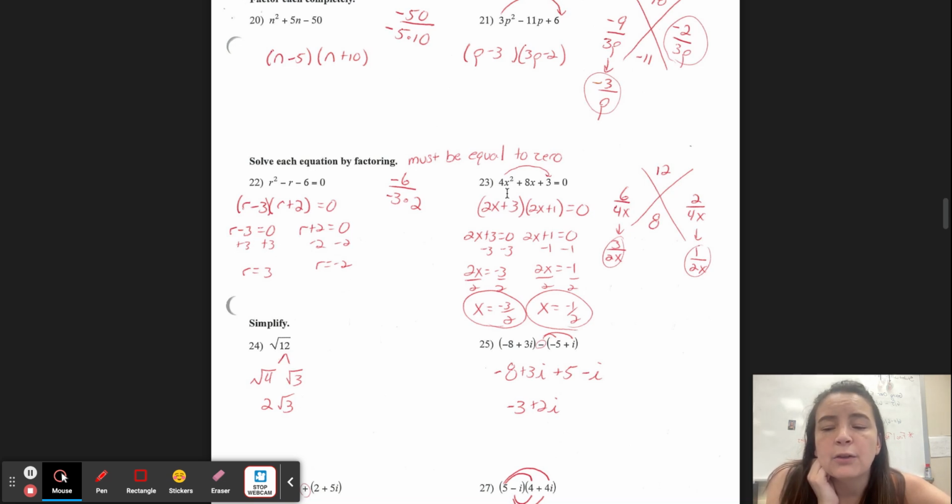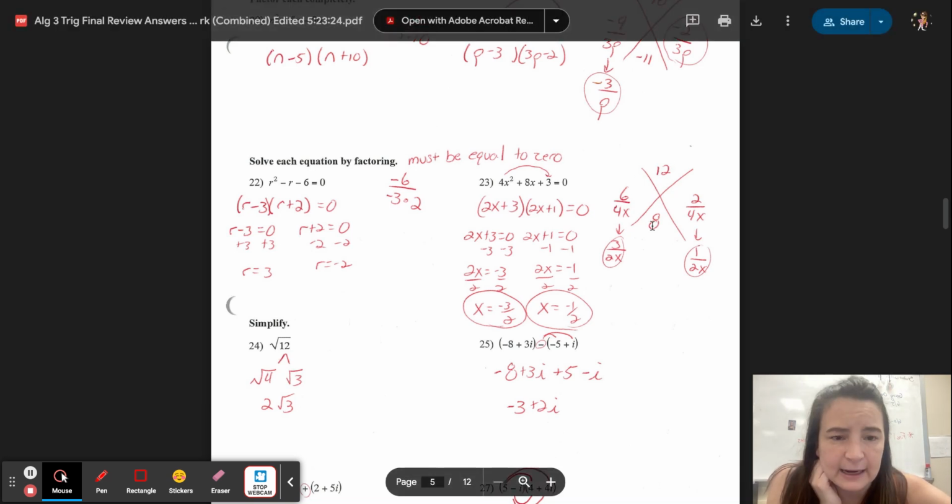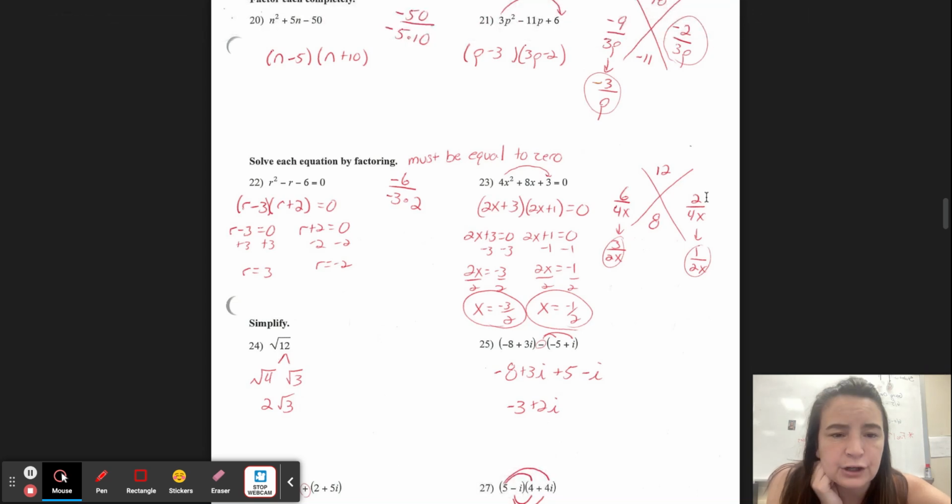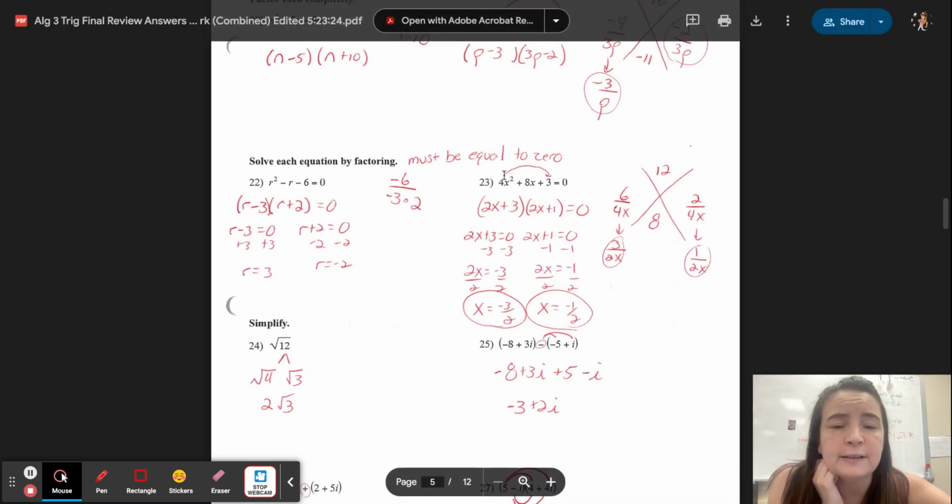For number 23, we're going to go ahead and use the X method because this has a number in the front and I could not divide anything out. So I take 4, multiply it by 3, I get 12. So I want two numbers that multiply to give me 12, but add to give me the 8. That's going to be 6 and 2. Now with the X method, we go ahead and divide both of these by the number that was in front. In this case, it was 4.